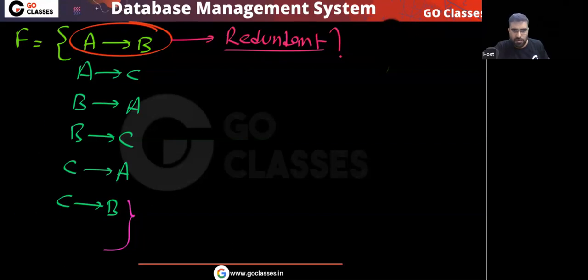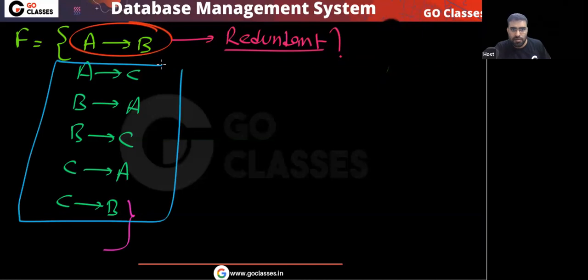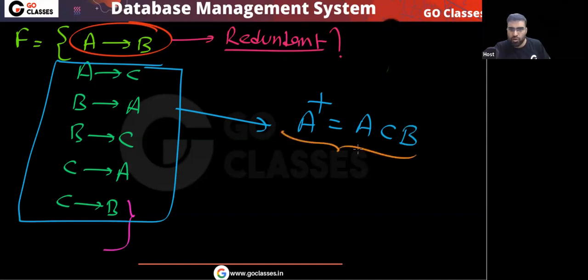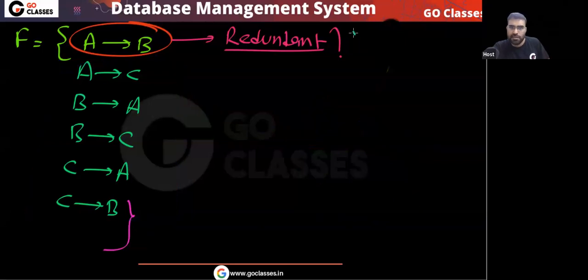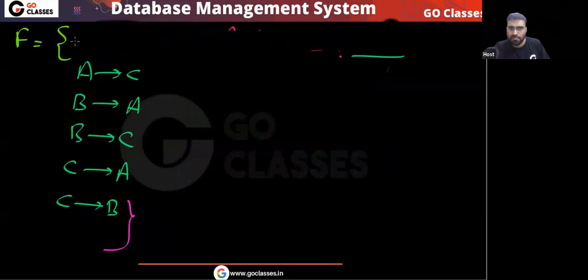What is A plus? A plus will be AC, and C can determine B. So yes, this will be redundant. You can easily see that A can determine B. So I can simply say that yes, this is redundant. So we can remove it, right? Yes or no? Okay, so in the next step I will just remove this. Now this is gone.